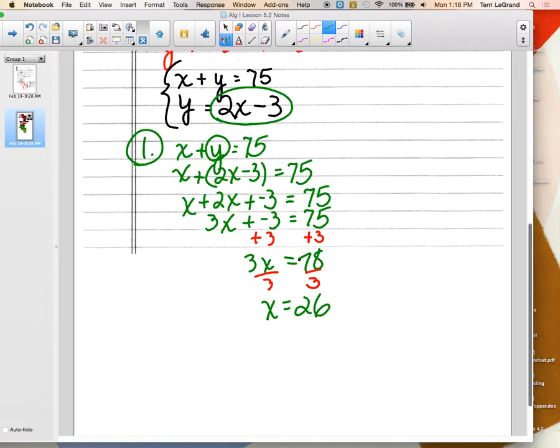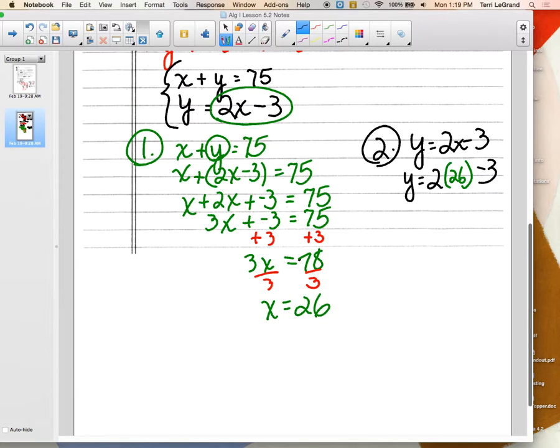Okay, so let's move on to step 2 that says get your other value now. So we're going to use y equals because that's the one we're looking for anyway is y. So we'll substitute 26 in for x and solve it for y. Actually, all we have to do is a bunch of simplifying. 52, take away 3. What's our y value? 49.